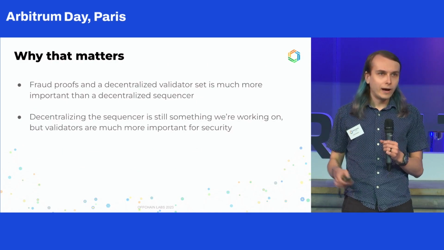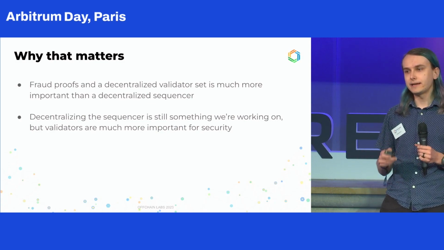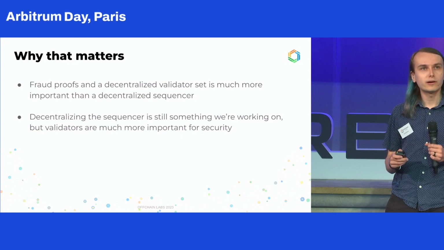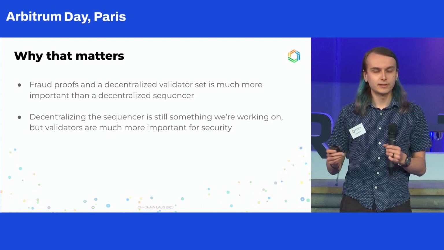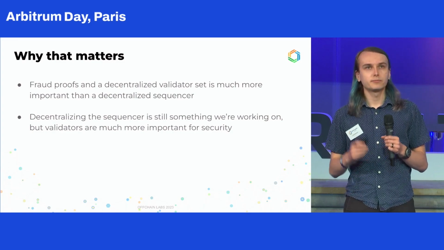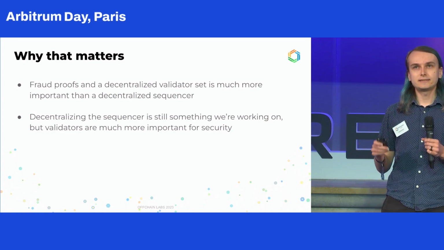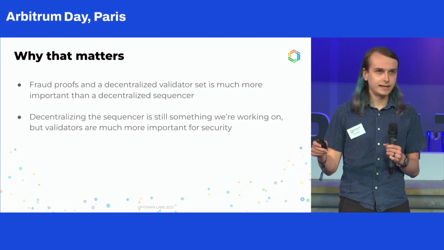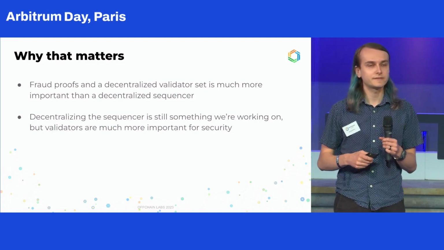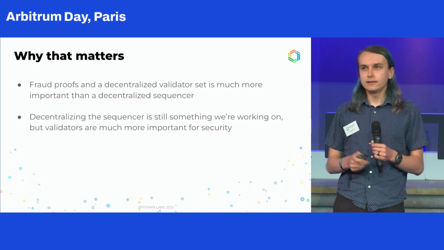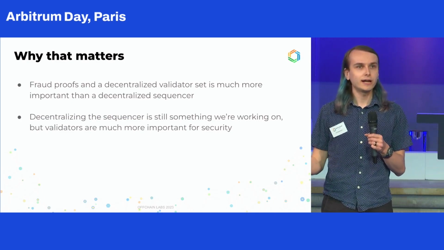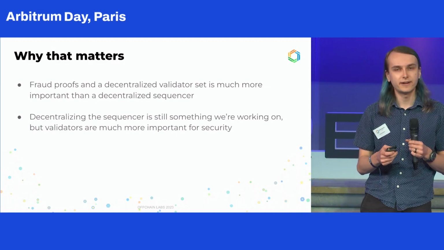So why that's super important is because a decentralized validator set is a lot more important than a decentralized sequencer. And that's because if all of the validators were malicious, they could just make an assertion that says, hey, we're going to take all of the bridge funds for ourselves. And if all of the validators were malicious and no one stepped in to challenge them, then they would get all of the bridge funds.